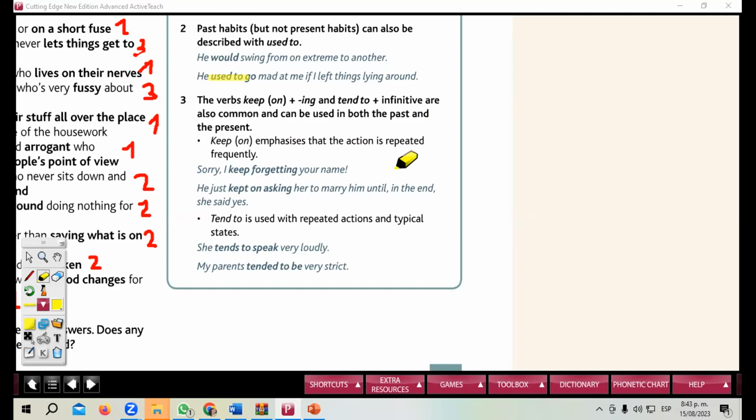He just keeps on asking her to marry him until in the end she said yes. So remember, keep plus the verb with ing, or kept on asking, and the others can be tends to, or tended to be. He tends to speak very loudly. My parents tended to be very strict. So she tends to speak. When we use tend, we always use the infinitive to. Tends to speak or tended to be very strict. Okay?